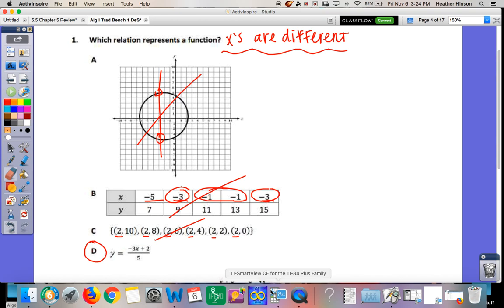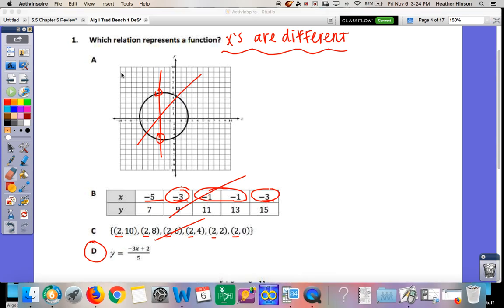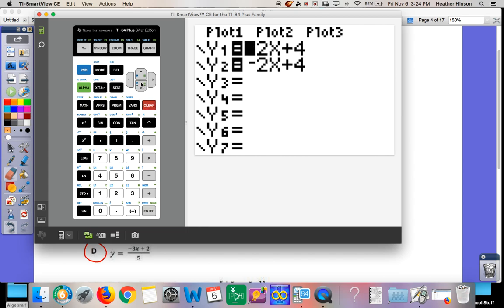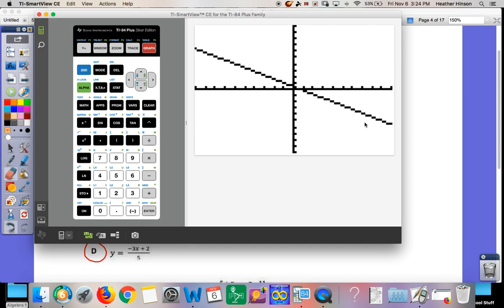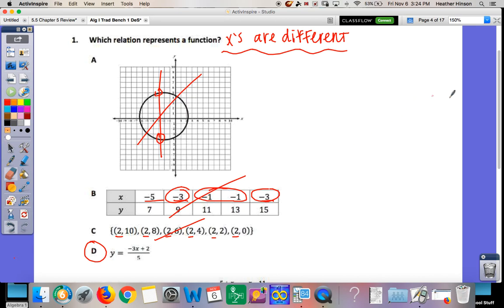But when you have an equation, I would graph it. So go to your calculator, go to y equals, and graph exactly what you see. You have a fraction. You have negative 3x plus 2, all of that over 5. And when you graph it, can you do the vertical line test? If you were to draw a line anywhere, would it hit more than once? No. So that's a function. So it is D.